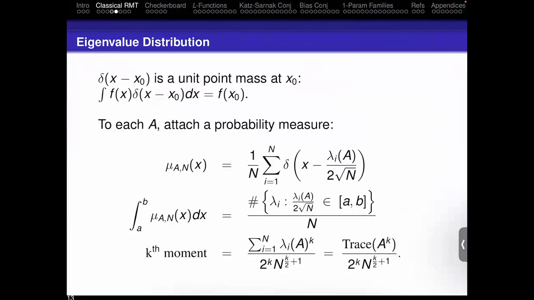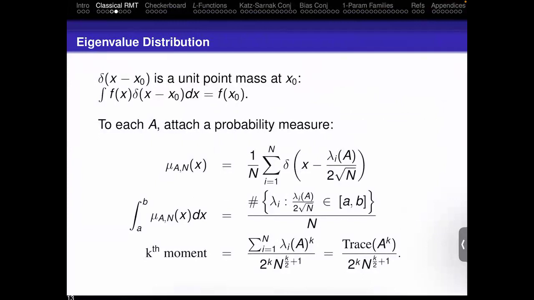Well, one of the ways we can do this is we can attach a measure to each A as follows. For each eigenvalue, I'm going to put a mass of size 1 over n. And since there are n eigenvalues, this will give me a probability measure. So I'm going to use the Dirac delta functional. It's something that integrates to 1, and all of its mass is concentrated at x naught. So if I integrate any function against it, it just returns the value of the function at the point x naught.